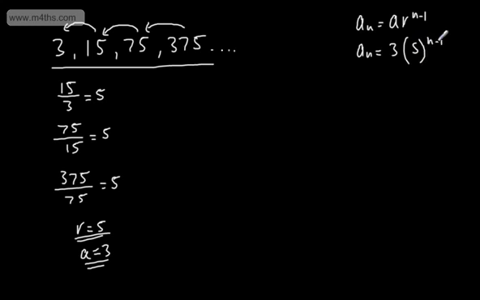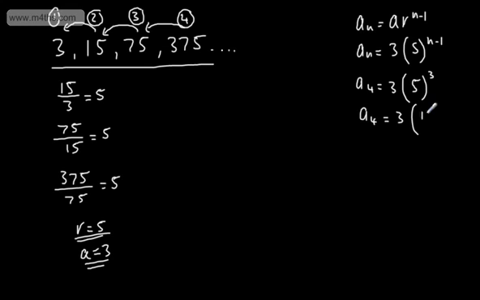So let's go ahead and see if this works. Now this is the first term in the sequence, this is the second, this is the third, and this is the fourth. So if I wanted now the fourth one, A sub 4, that would be 3 lots of 5 to the power of n minus 1, which is going to give me 5 to the power of 3. So we can see A sub 4 is going to be 3 lots of 125, and we can see the fourth term is going to be 375 as I expected.